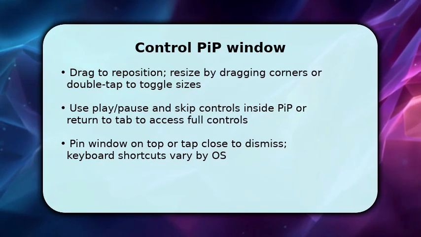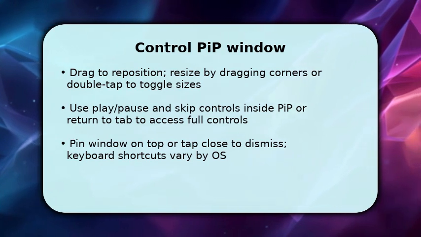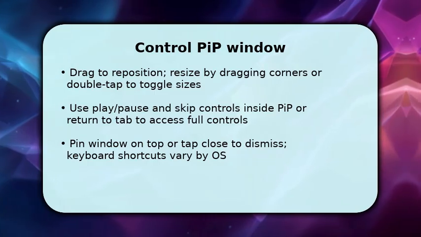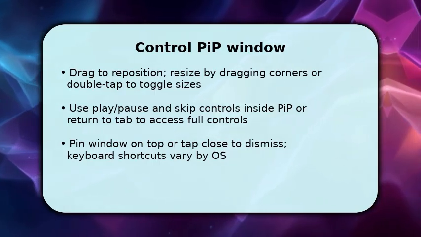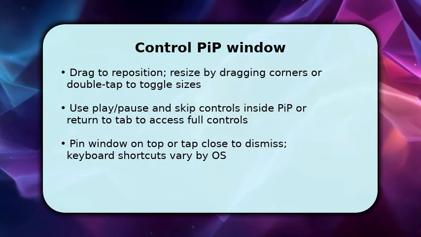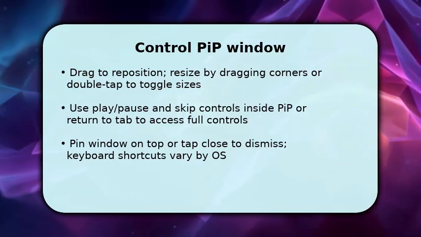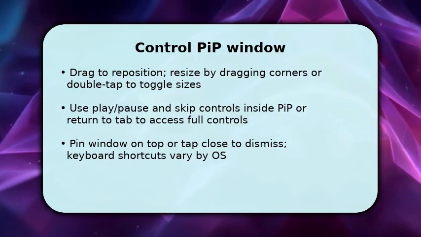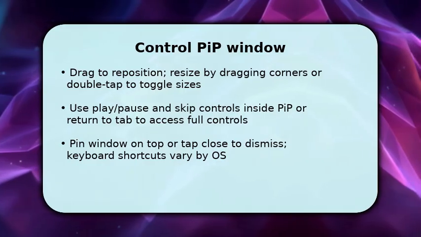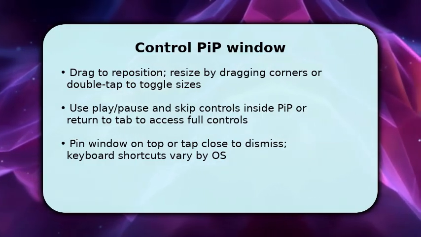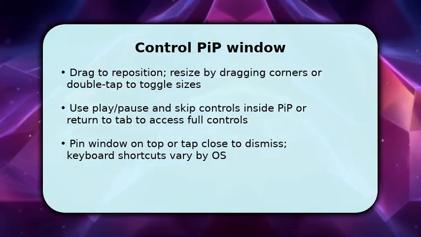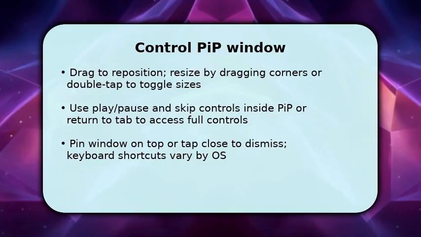Once your Pi-P window appears, you'll want to control placement and playback. Drag the mini-player to any screen corner and resize if your platform allows, because proper positioning keeps it out of the way. Make use of the small transport controls for quick play, pause, or skipping. If you need captions or playlist controls, return to the original tab. If you use keyboard shortcuts on desktop, learn them for speed. These steps let you multitask while keeping the video accessible.